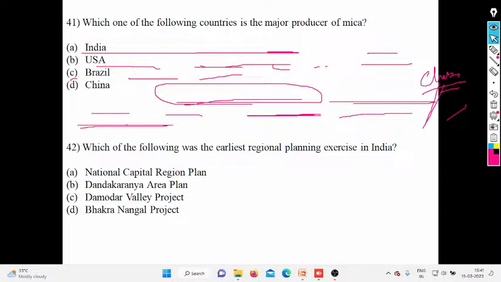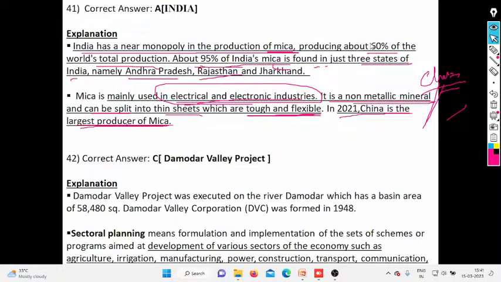Major producer. ये क्वेश्चन कौन दिला? Following is the major producer of mica. Major producer of mica overall India है, हमारा mica डिपॉजिट बहुत अच्छी इंडिया. Total production, producing about 60% of the world's total production.